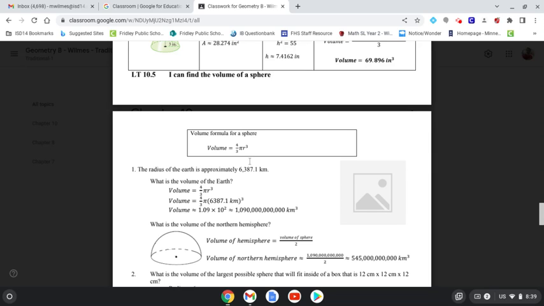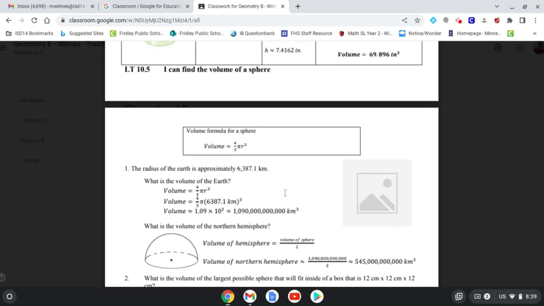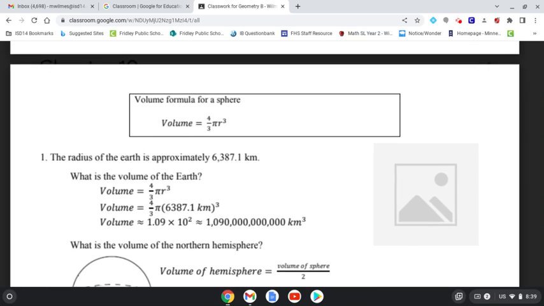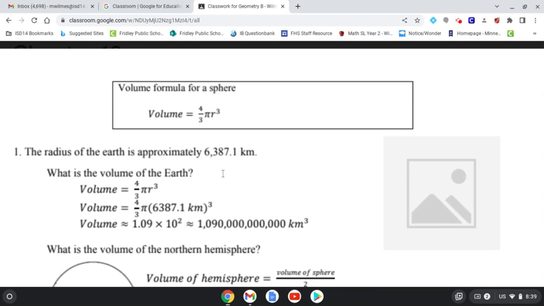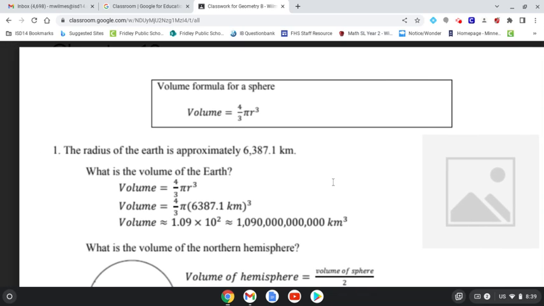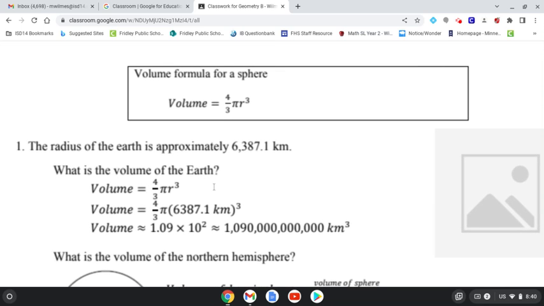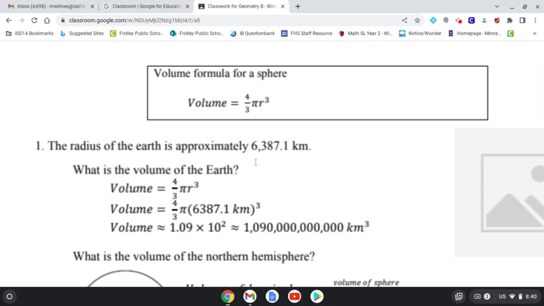So they give us the radius. To find the volume, we simply take this number here and plug it into our volume formula up top. And I'll zoom in a little bit here so we can see what's going on. Okay, so we take our formula, 4/3 pi r cubed, and we're going to replace that r with the 6,387.1.